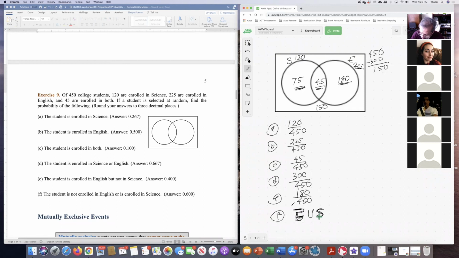So let me shade that. Everything outside of E is what I'm shading now. Everything outside of E. Now when I combine S to it, what happens? Would it be 150 plus 75 minus 450? I don't see where you're getting that. Would it be 150 plus 25 over 450?